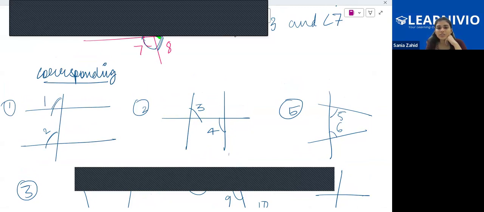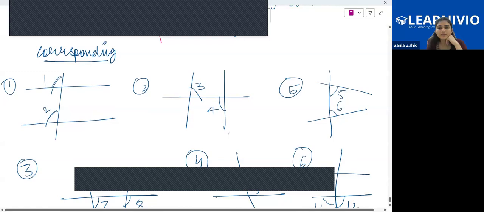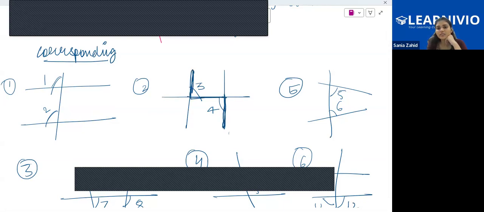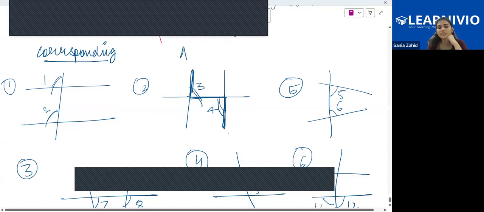Is it vertically opposite? Are angle 3 and angle 4 vertically opposite? No. Okay, then are they alternate interior angles? Yes. How do you check for alternate interior angles? You make a Z around them. So are they lying on a Z? See, you can form a Z. They are lying on the vertices of the Z. That means yes, they are alternate interior angles.